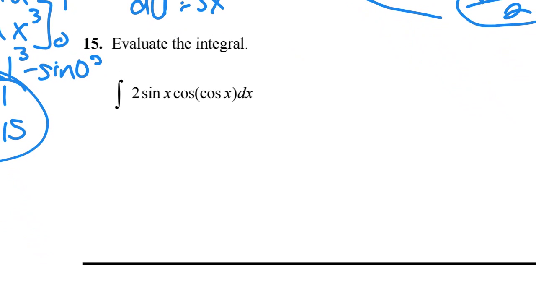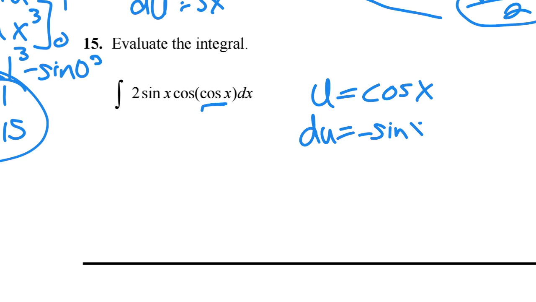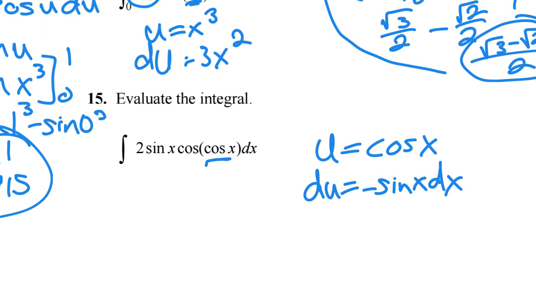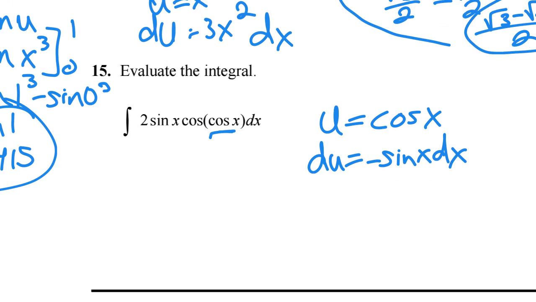15. Evaluate this integral. It has an inner function. The inner function is cosine, so u is equal to cosine of x. So du is equal to negative sine x dx. You know what? Up here, I forgot, there's a dx right here. My apologies.